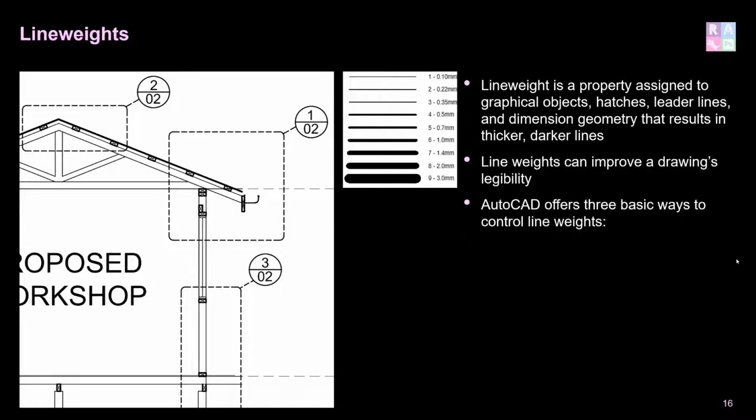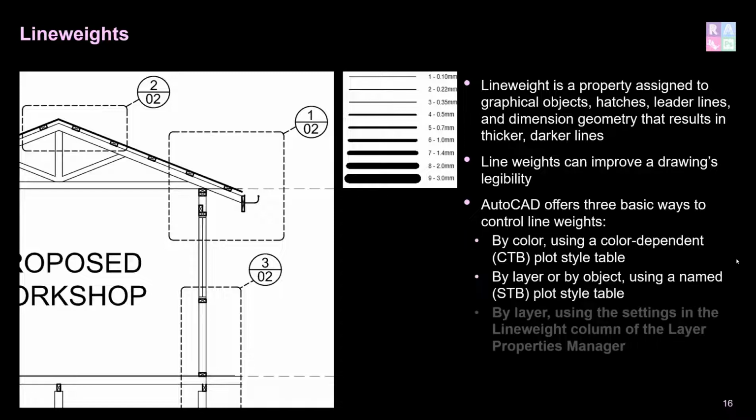AutoCAD offers 3 basic ways to control line weights. The first one, which is a little bit more of an old school method, is where the colors of the lines control the line weight. So everything that's green will be 0.35, everything that's yellow will be 0.25, etc. However, the method that we use is by layer. So that means that you can have the same color line on 2 different layers, but it's the layer itself that controls the line weight. And that is more of a modern way to control line weights within AutoCAD.